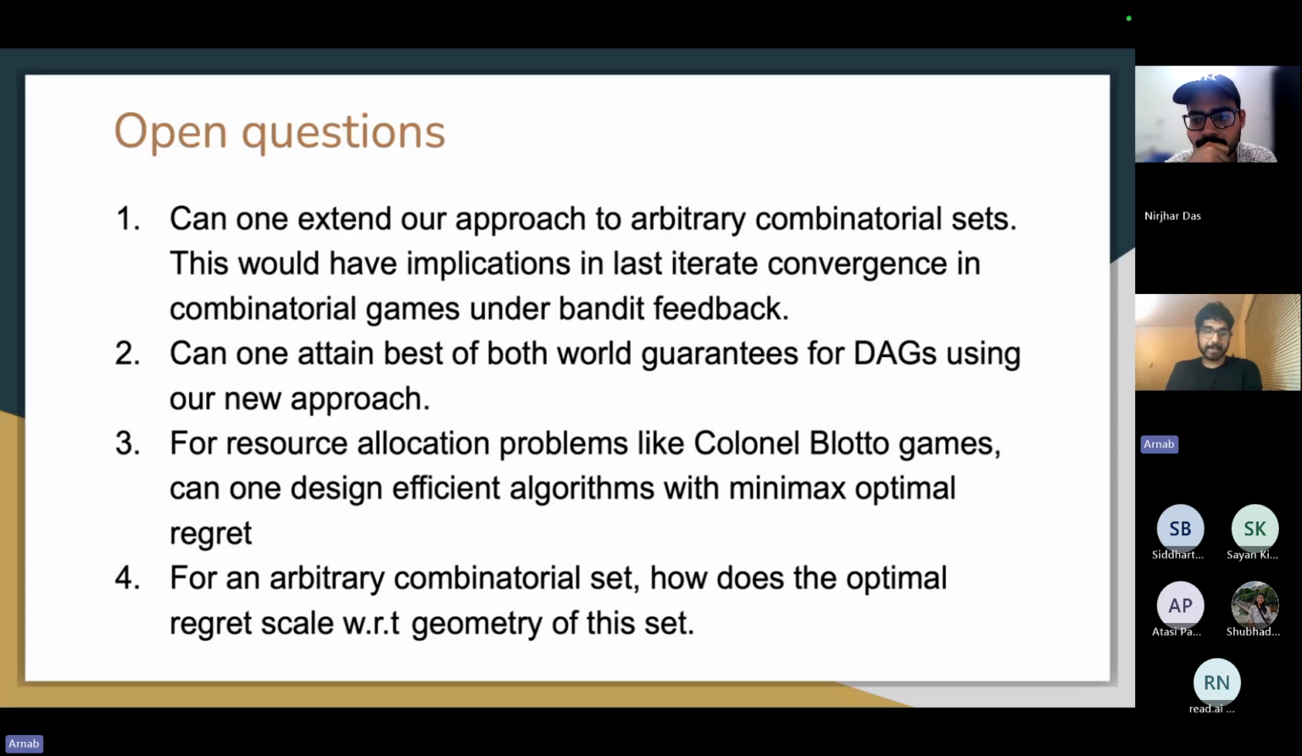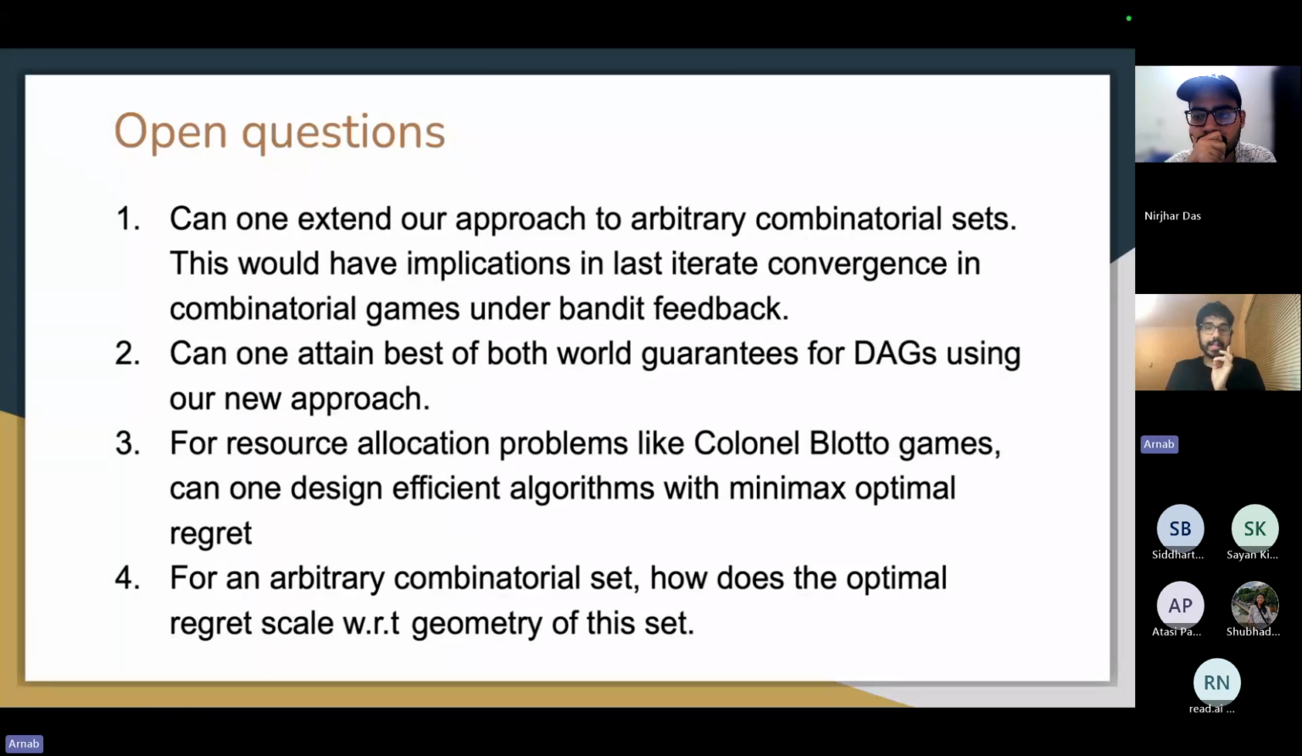Recently, I had a submission in NeurIPS where I was doing something similar for DAGs and MDPs. But for DAGs specifically, the only thing that we cared about was that in the adversarial setting we get square root T regret, and in the stochastic setting we get some log T regret. But we didn't actually care about whether the terms associated with, say, square root T, or similarly log T, were optimal. So in that sense, the problem is wide open. Can you give optimal guarantees for both sides of the world using one single algorithm?